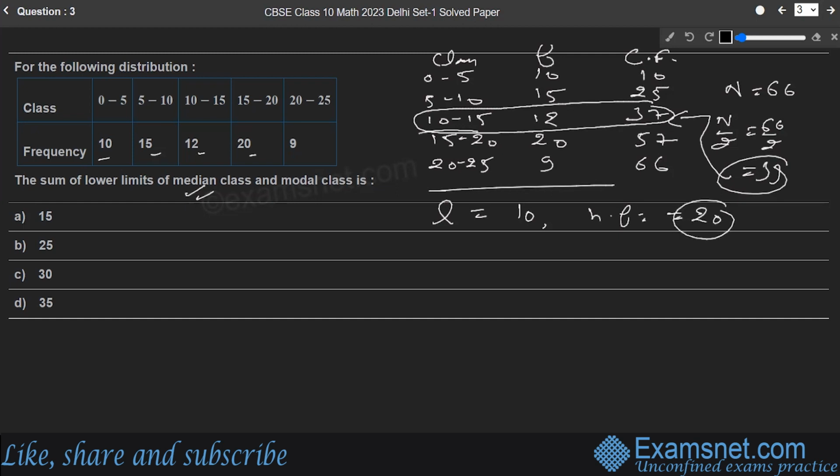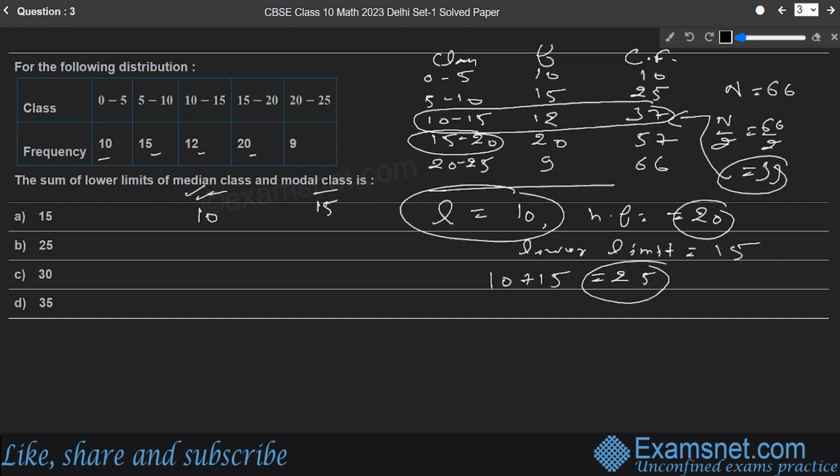This highest frequency lies in the class 15 to 20. So the lower limit of this 15 to 20 range is 15, and the other lower limit was 10. We have to find the sum of the lower limits of the median class and the modal class. The lower limit of the median class is 10, and the lower limit of the modal class is 15. So the sum is 10 plus 15, that is 25. So the right answer is option B, 25.